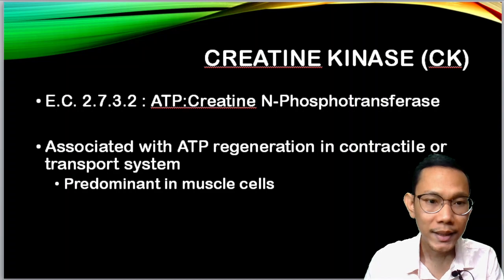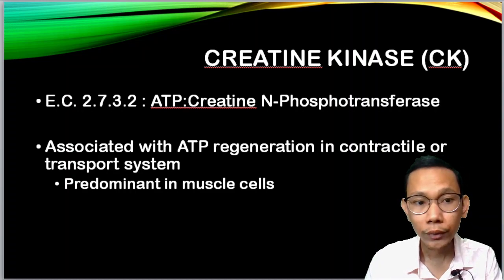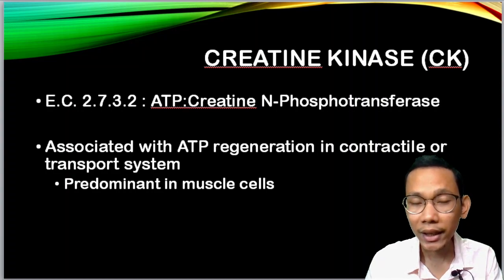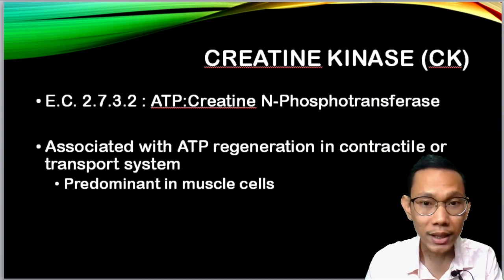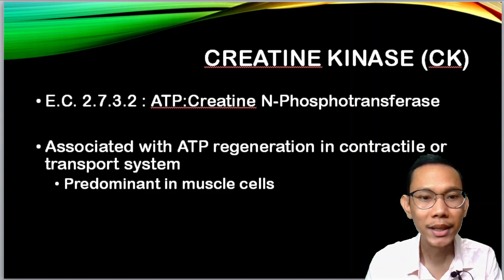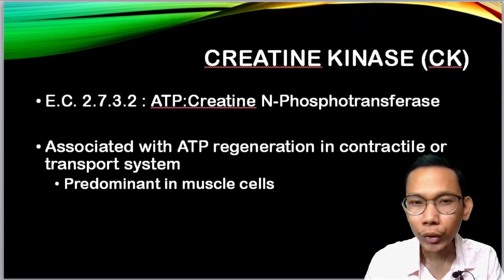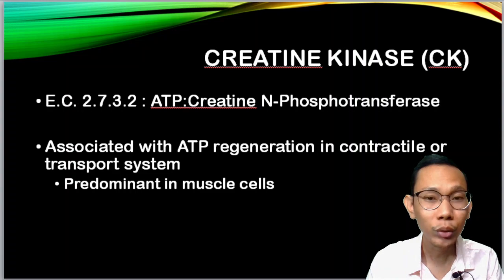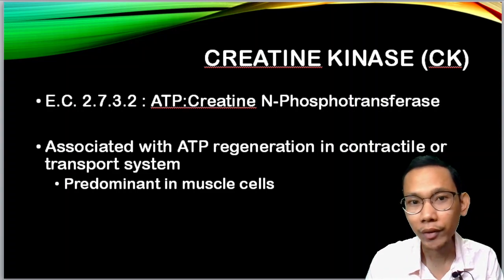So your CK has an enzyme nomenclature of EC 2.7.3.2, ATP creatine phosphotransferase. From the name itself, creatine phosphotransferase, it has something to do with the transfer of your phosphate group. Any enzyme that has the word kinase has something to do with the transfer of your phosphate group.